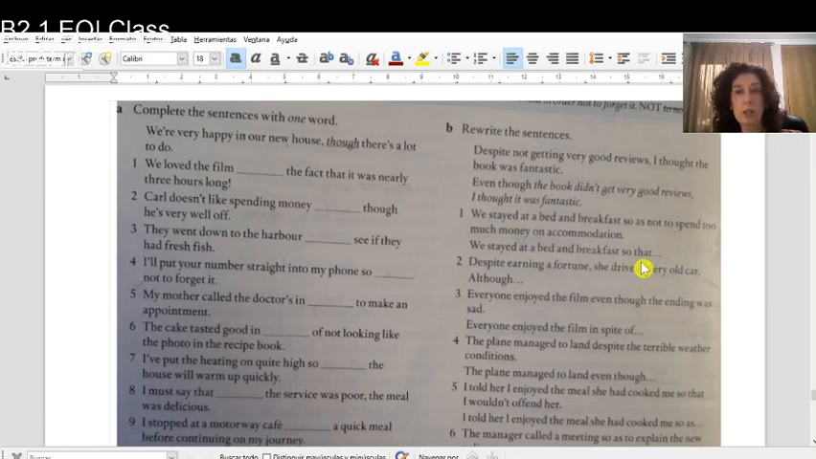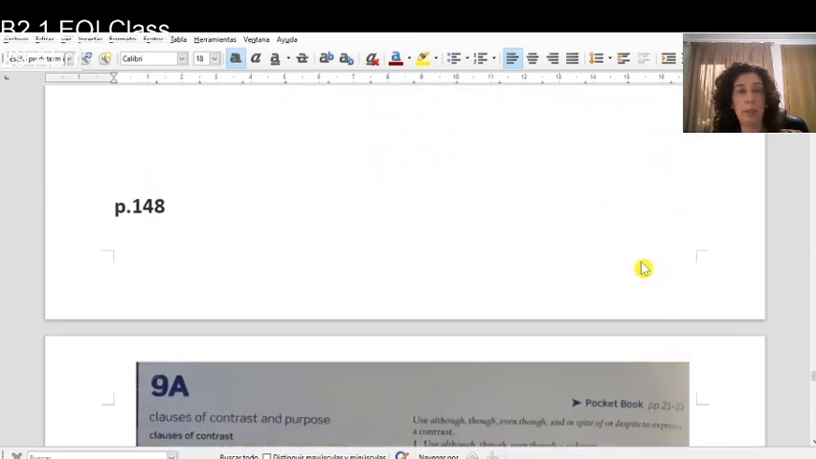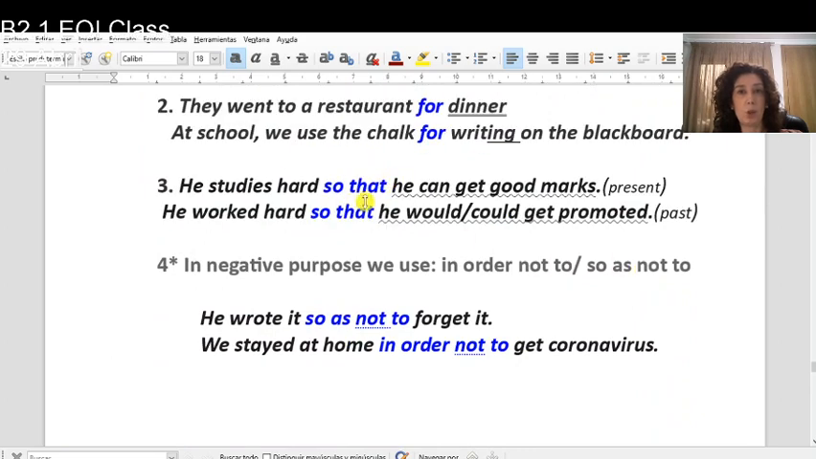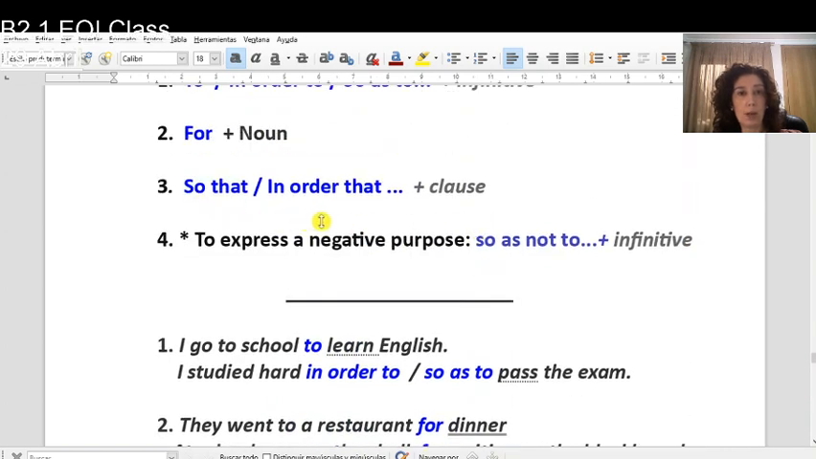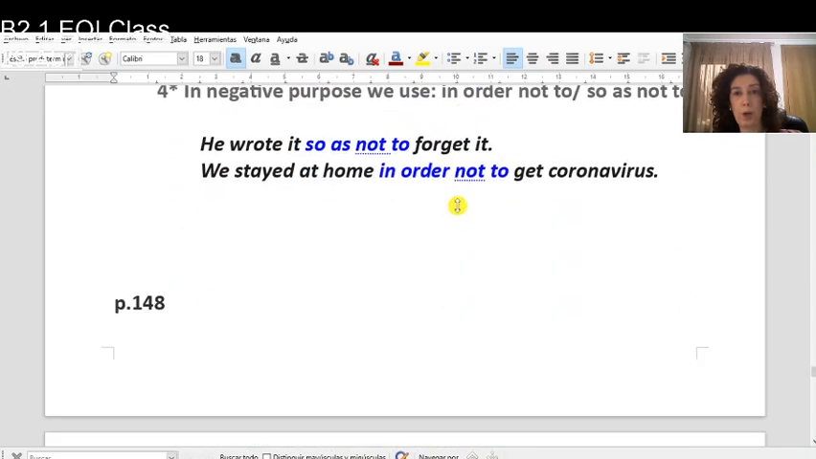So that. Yo sé que es un conector que expresa finalidad. Pero ¿qué estructura llevaba so that? Infinitivo no. Vamos a verlo. So that tiene que ir seguido de una oración. Lo tenéis aquí. So that más una oración. Más un sujeto y un verbo. Eso es lo que voy a hacer.